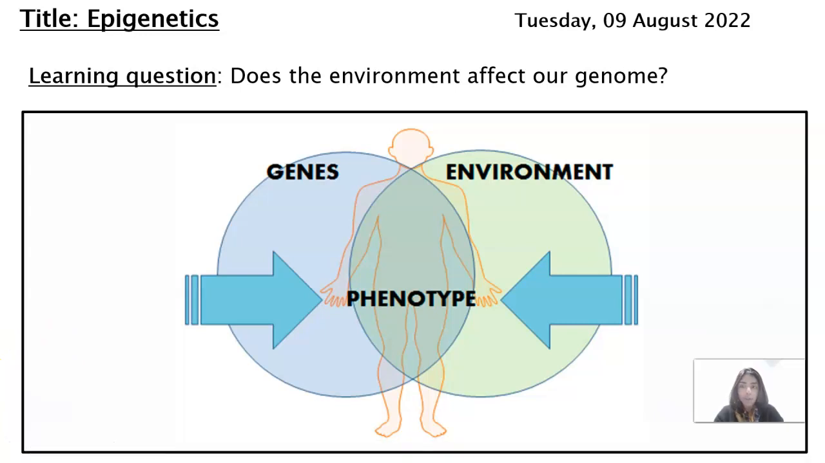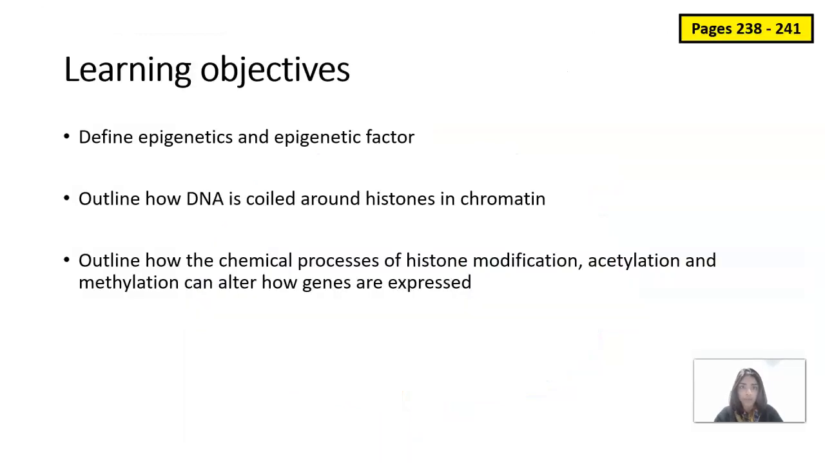In this lesson, we're going to be looking at something called epigenetics. So the learning question associated with this is to think about how the environment can affect our genome. As you can see from this image, we're going to be looking at how the genes that we inherit from our parents and the environment can affect the expression of those genes and hence our phenotype.